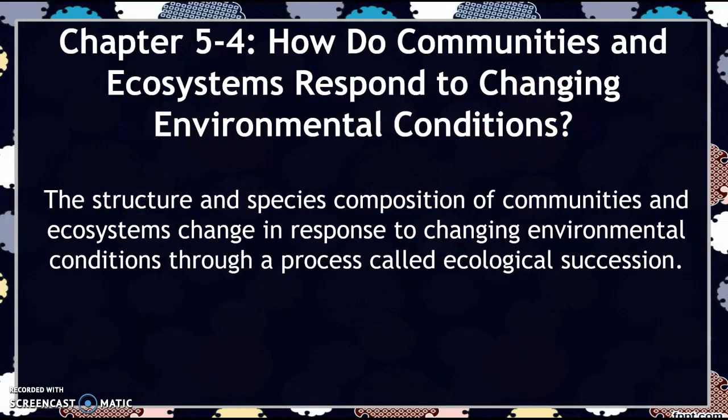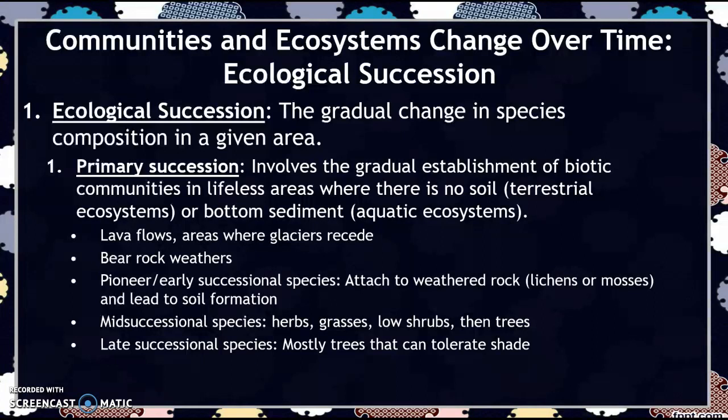So Chapter 5, Section 4 talks all about how communities and ecosystems respond to changing environmental conditions. The main idea here is that the structure and species composition of communities and ecosystems change in response to changing environmental conditions through a process called ecological succession. So what is ecological succession? Basically, it's the gradual change in species composition in a given area.